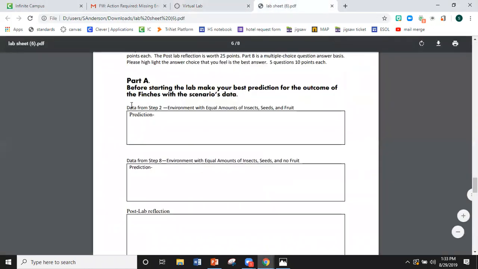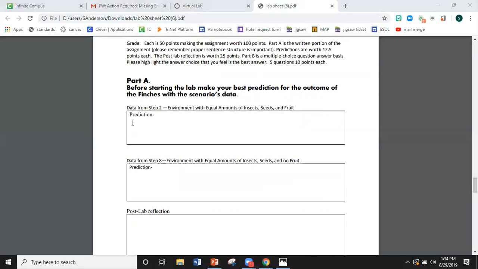This is where your lab sheet comes in. Environment with equal amounts of insects, seeds, and fruits. You're going to make a prediction. This is where I said jot it down. You don't even have to type it on this document. If you can't open that document, just write it on a blank piece of paper. Write it on the back of your hand. Type it in a blank Word document. Email it to yourself. Text it to your best friend so you have it in your phone. I don't care. Just get the information down somewhere.